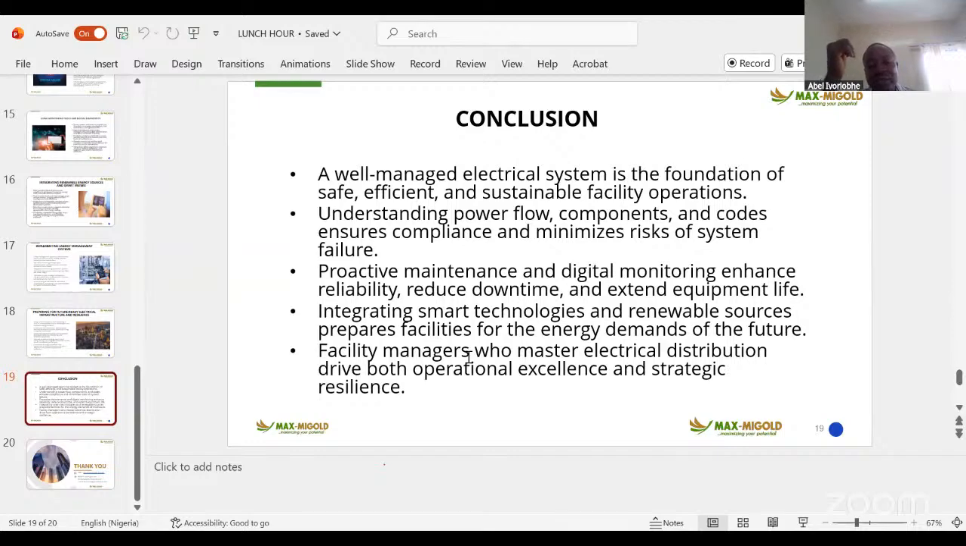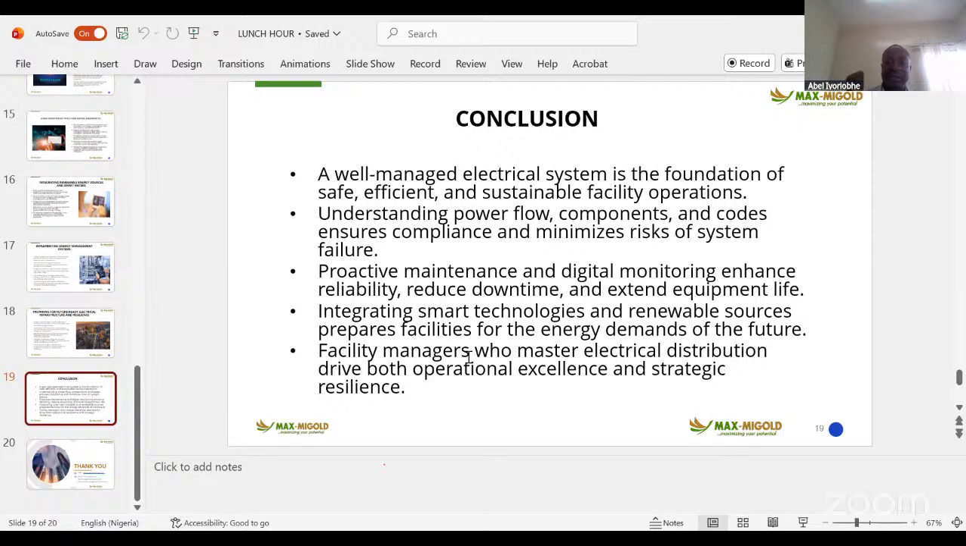Go with the latest technologies and industry trends, what is trending in the industry, so that you won't be left behind. Facility managers who master electrical distribution drive both operational excellence and strategic resilience. That's the truth. If you know how electricity is the bedrock of any successful facility manager. If electricity is good, you have achieved like 70 or 80% of the operation. Every other thing follows. And then followed by water before you now start talking about cooling.